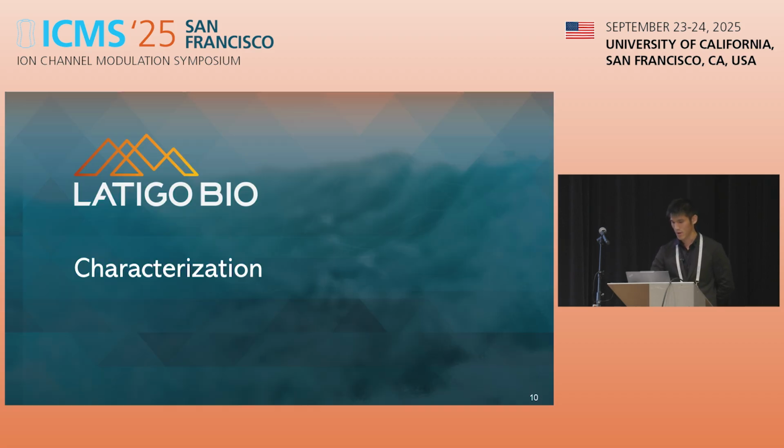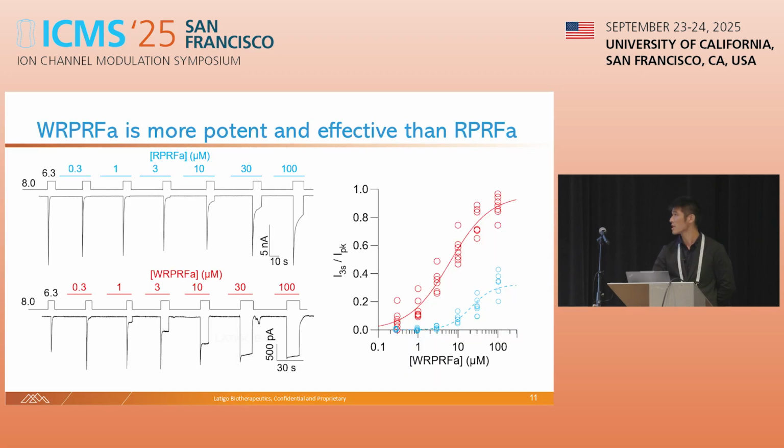We conducted the screen using the Sophion Qube system with variations of RPRFa. For the interest of time, I'm only showing a small panel of our screen. But what we found essentially is that by simply adding a tryptophan in front of the RPRFa, making WRPRFa, we get this massive, long-lasting, sustained current, slowing the desensitization so that it goes out for a very long time.